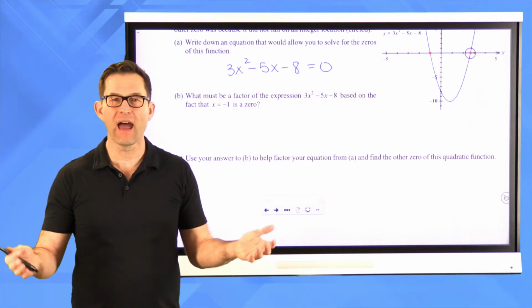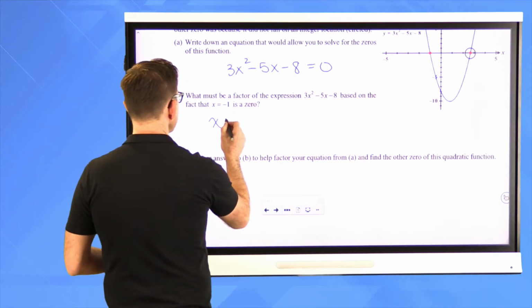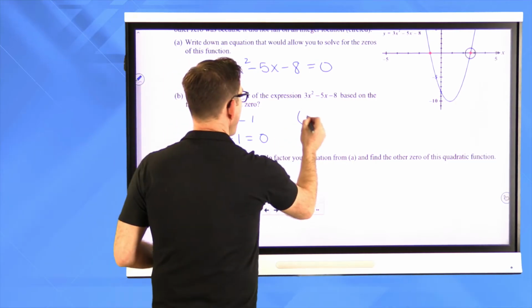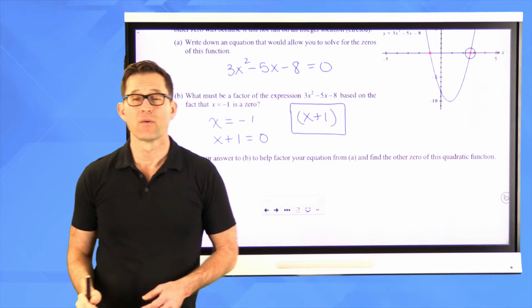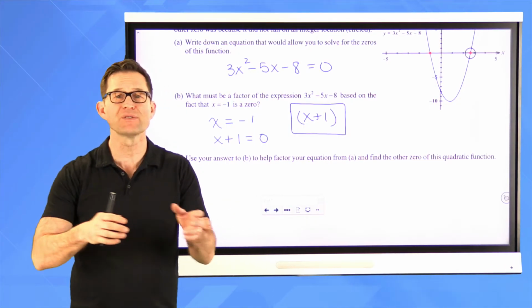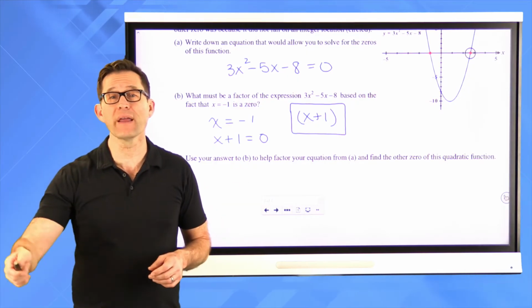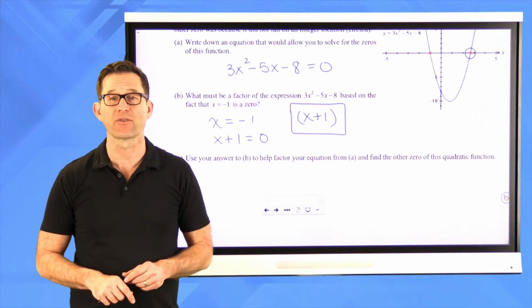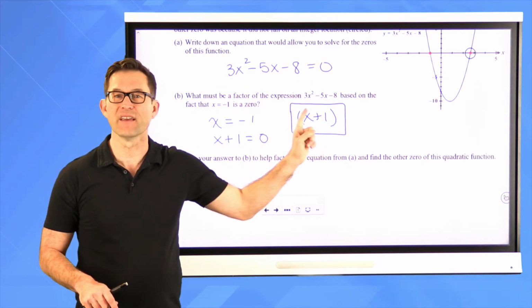Well, it's kind of like backing it out, right? So if x equals negative 1 is a 0, think about this. If I add 1 to both sides, x plus 1 equals 0, it means x plus 1 must be a factor. It's got to be. There's this beautiful connection between zeros and factors, factors and zeros. If positive 1 was a 0, then x minus 1 would have been a factor. If 13 was a 0, x minus 13 would have to be a factor. But here's the cool thing. This thing only has two factors, and this is one of them.